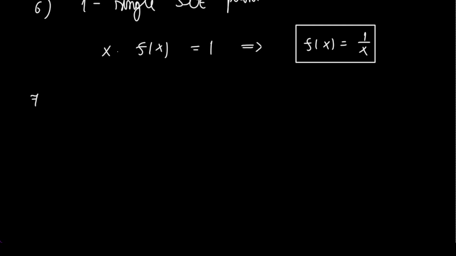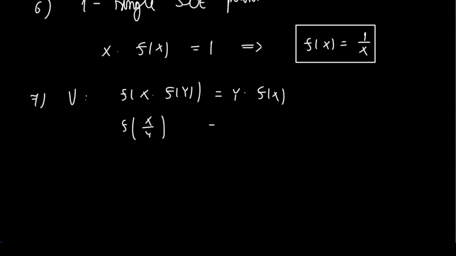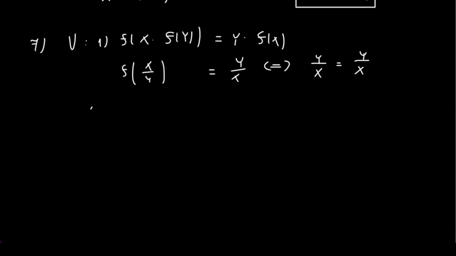Right now, the verification. So f(x f(y)) is y times f(x). So x over y... it is y over x, where I have that y over x is y over x. First of all, that's the first condition, and also the second condition: f(x) is 1 over x, which goes to 0 when x goes to infinity.